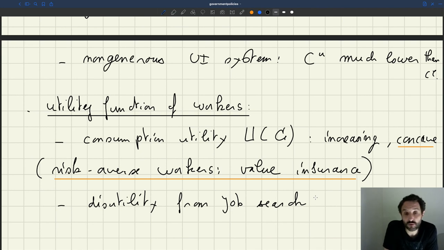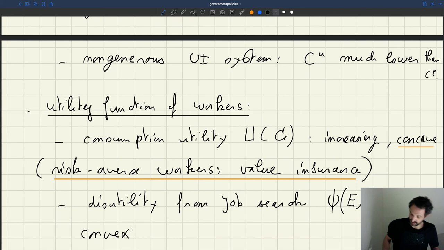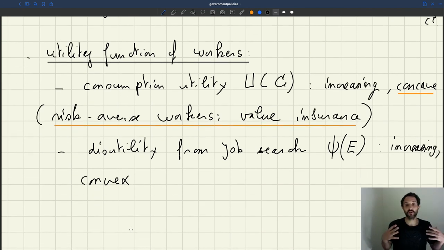And in fact, obviously search effort is costly. It takes time, takes dedication. You have to face a lot of rejection. Search is quite costly. So the disutility from job search, we'll call it psi of E. And of course, this function psi is going to be increasing: the more effort you put in, the more cost you incur. And in addition, it's going to be convex, meaning that as you put in more effort, it becomes more and more costly to search. That will be necessary, as you will see, to have a proper solution to our model.